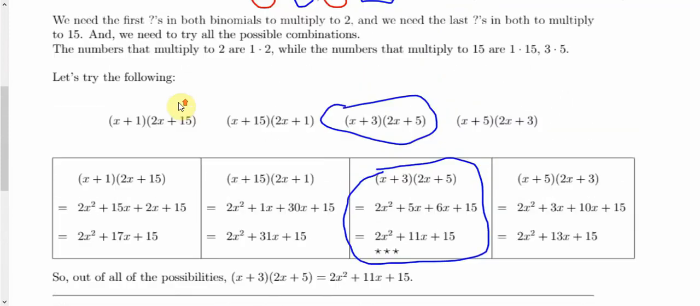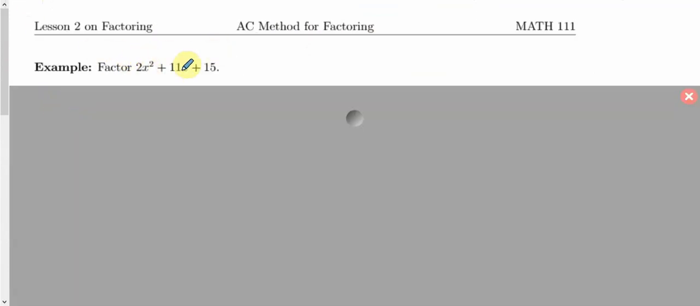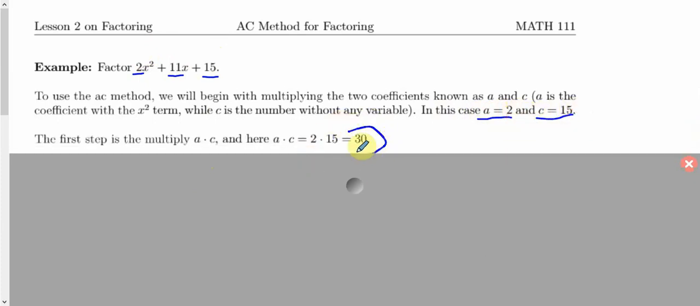Okay, so let's actually do the same example. Since we already know the answer is (x + 3)(2x + 5), let's see if we can factor this with the AC method. So this is the same problem. Here's how the AC method works. When you have this trinomial in descending order, these three coefficients, these three numbers, are known as A, B, and C. The AC method is, we're going to start by taking A and C and multiplying them. So here, A equals 2 and C equals 15. We're going to multiply them together, and that would give us 30.